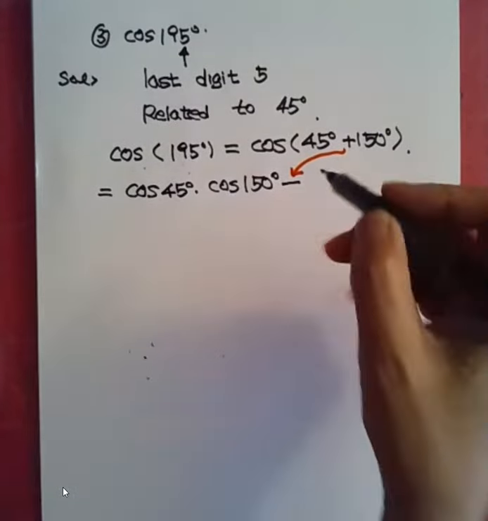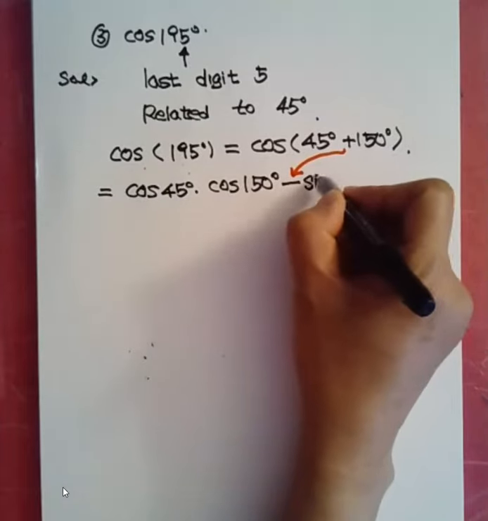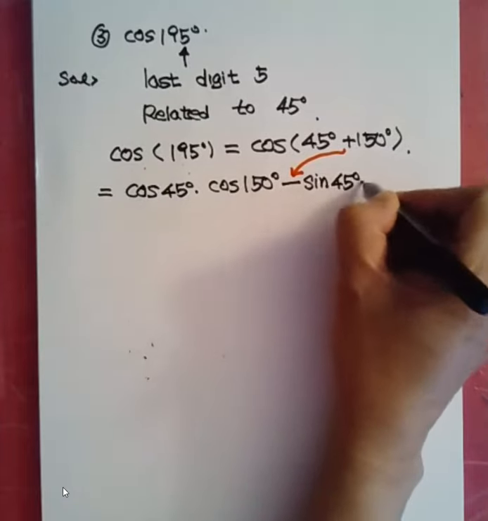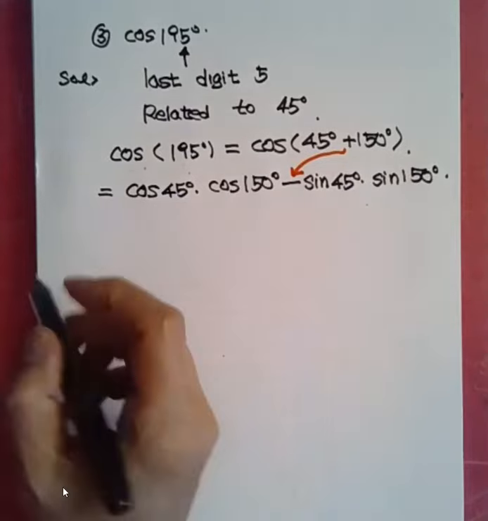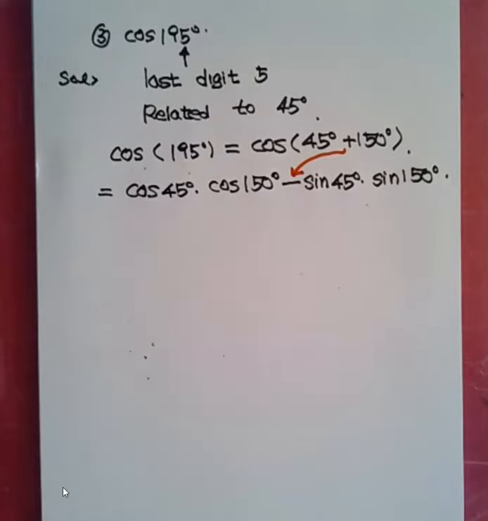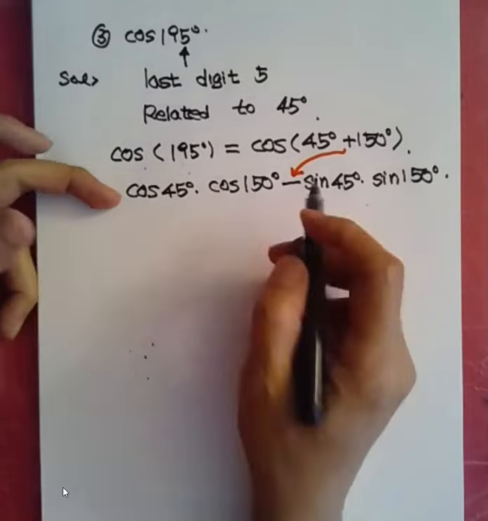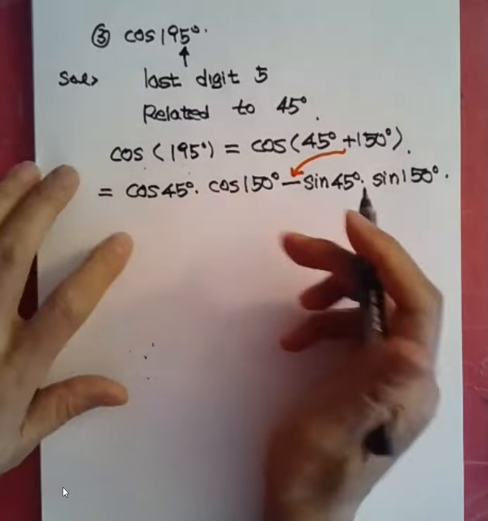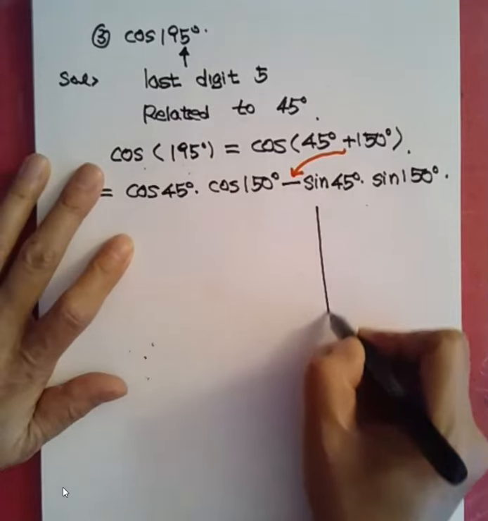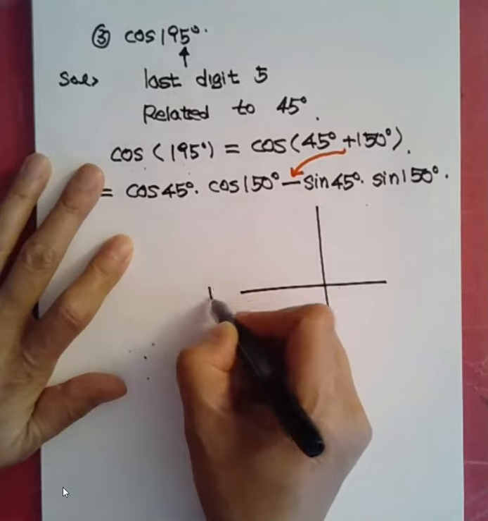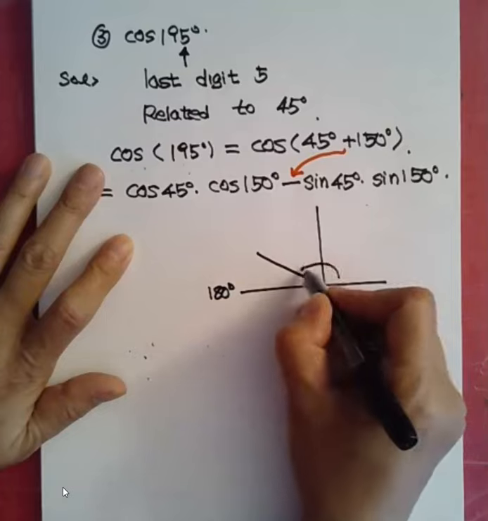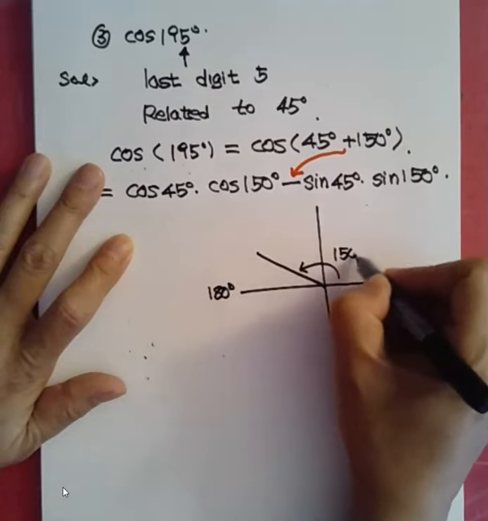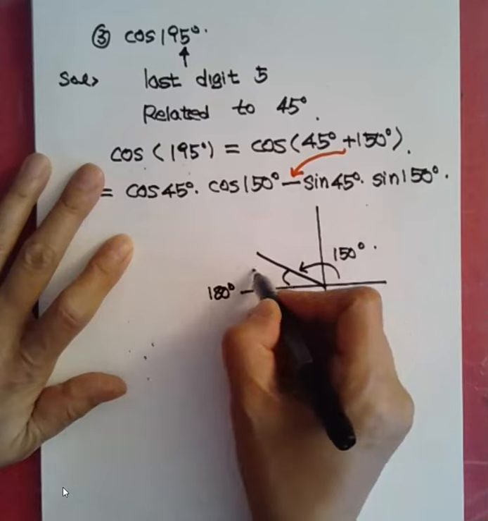And then combine sine with sine. Sine of 45 degree times sine of 150 degree. In this case, we have to use the well-known angles identity combined with the reference angle. If we locate 150 degree in the quadrant, then that's in the second quadrant. The reference angle is 30 degree.